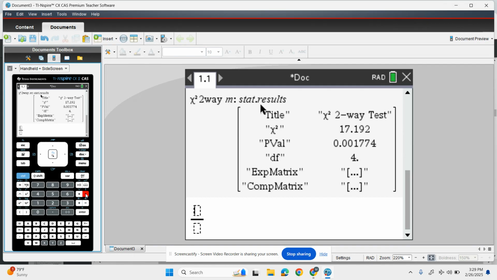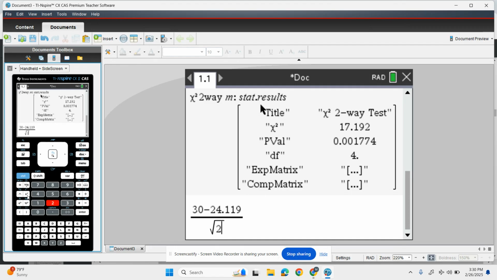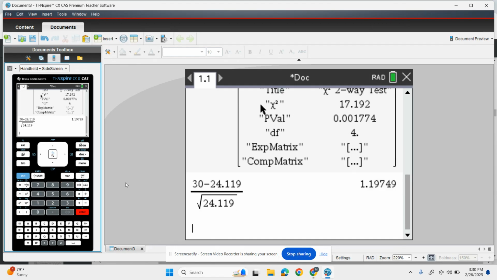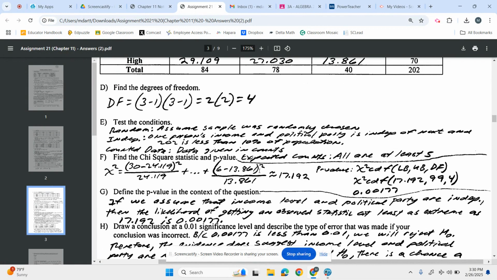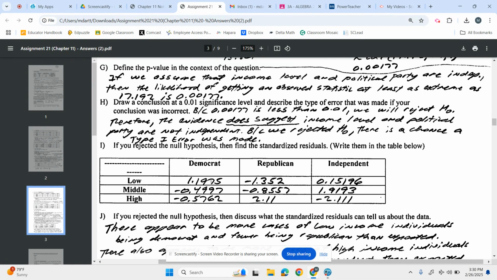All right, sorry about that distraction. All right, so we're going to do observed 30 minus our expected, which is 24.119, divided by the square root of the expected, which was 24.119. Hit enter, and you get 1.197, which was what I had right here, 1.197.